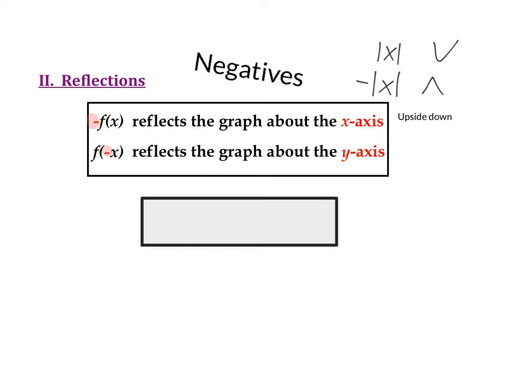A negative on the inside flips things across the y-axis. So that's going to be a horizontal flip. Now what I want you to think about here is the types of functions we've been dealing with. If I gave you a parabola, you're not going to know if that got flipped horizontally or not because it's symmetric, right?